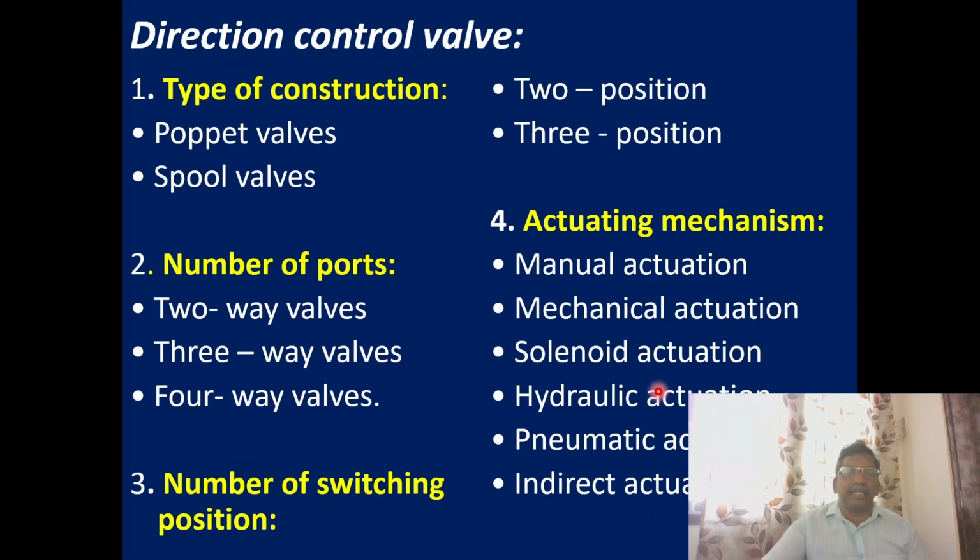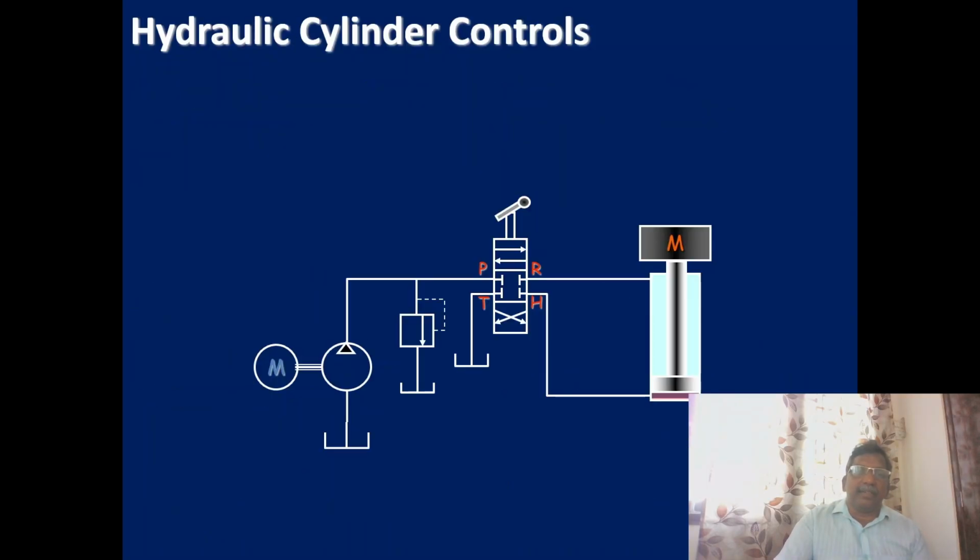Okay, you can see the different types of direction control valve. Based on its construction, we can classify into poppet valve and spool valve. Based on the ports, we can classify into two-way valves, three-way valves, and four-way valves. Based on the number of positions, we can call them 2 position, 3 position. Then actuating mechanism we call as mechanical actuation, manual actuation, solenoid actuation, hydraulic actuation, pneumatic actuation, indirect actuation. So these are different types of direction control valve.